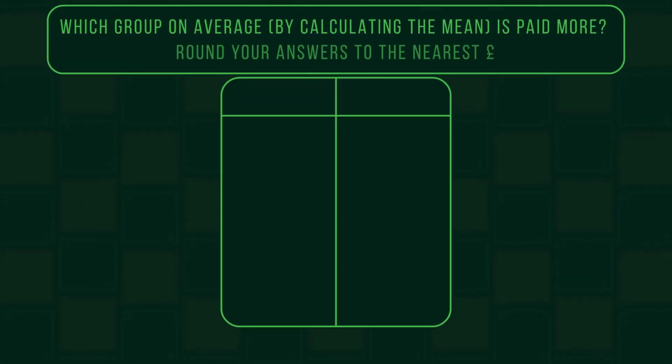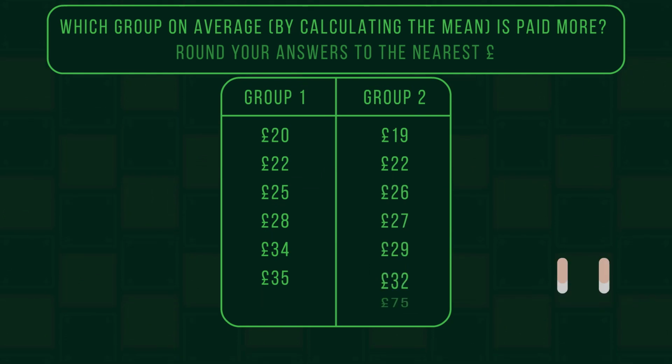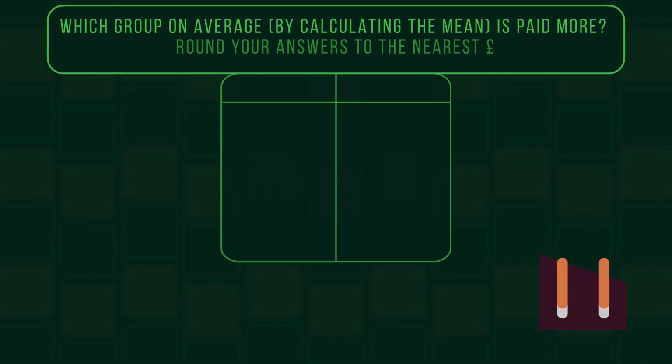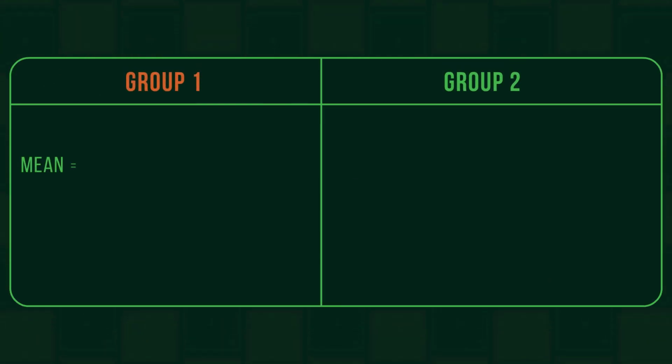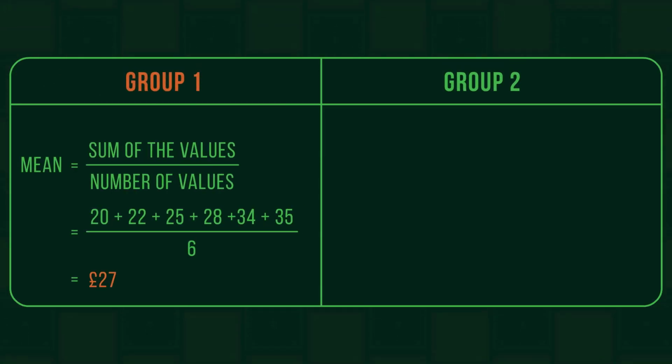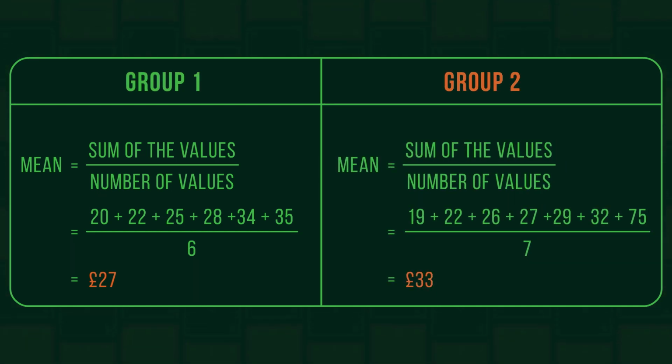To finish this video, which group is paid more on average? Pause the video and work it out. Group 1 have a mean of £27, whereas Group 2 have a mean of £33, which suggests that Group 2 are better paid. However, did you spot that in Group 2, £75 is a clear outlier?